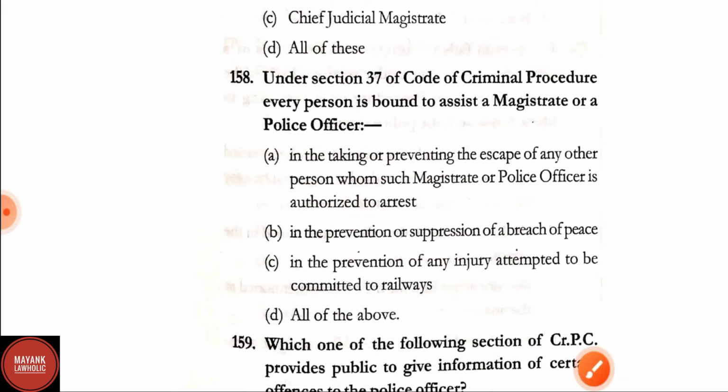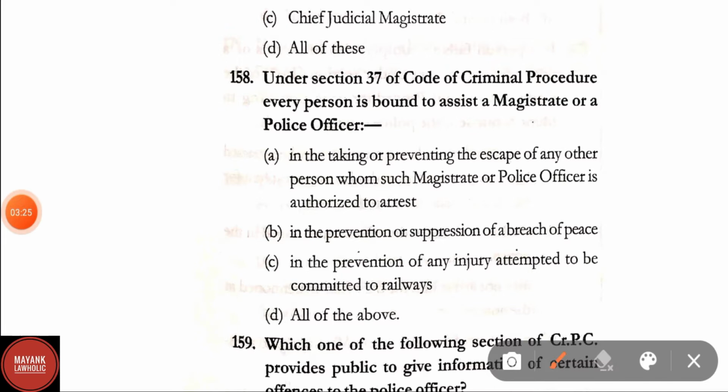Question number 158. Under section 37 of CrPC, every person is bound to assist a magistrate or a police officer: option A, in the taking or preventing the escape of any other person whom such magistrate or police officer is authorized to arrest, option B, in the prevention or suppression of a breach of peace, option C, in the prevention of any injury attempted to be committed to railways, and option D all of the above. Here correct answer is option D, that is all of the above.